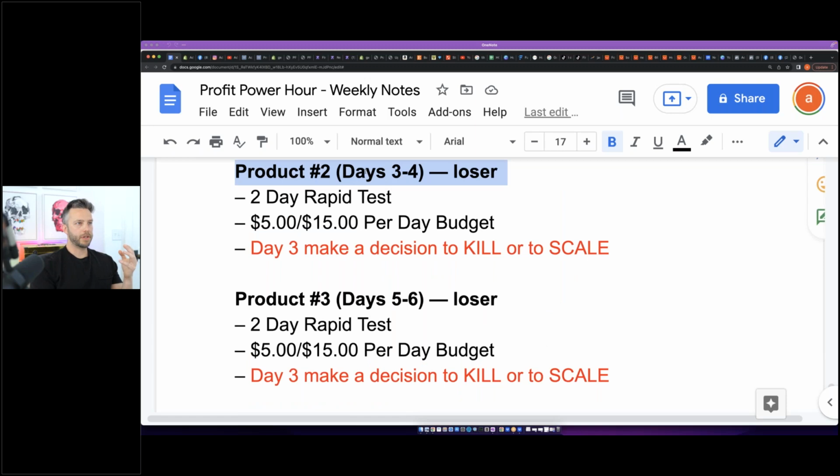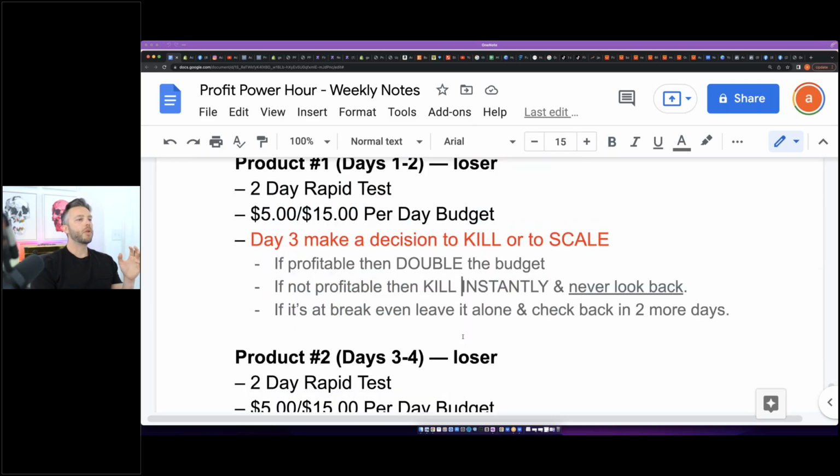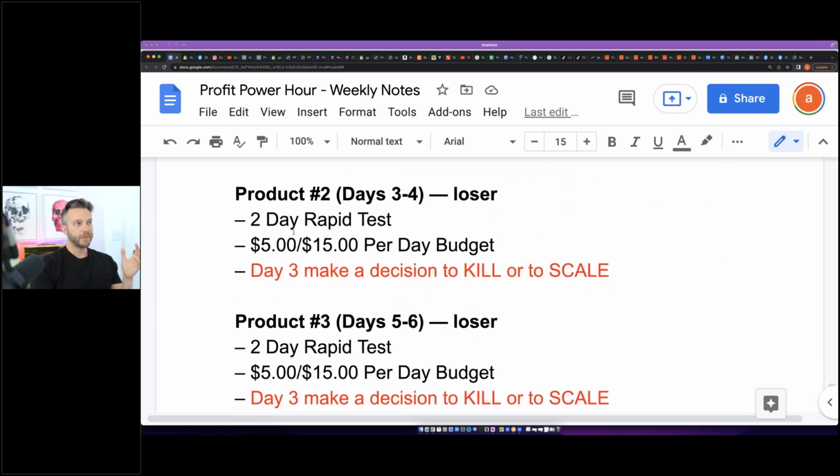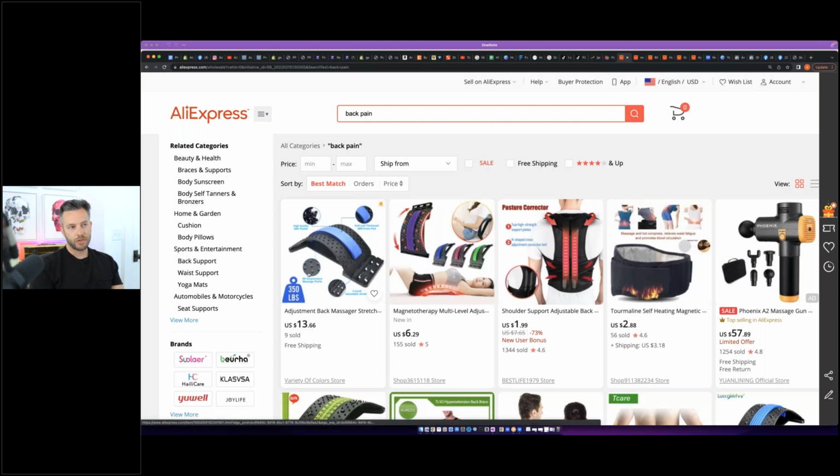Our product number 2, which we're going to do days 3 and 4. Same rules apply. All the same rules here apply. So when we duplicate our ad, we're just plugging in product number 2. Now, what is product number 2? Well, heck, if I know, let's go find one. All right. So we're in the back niche. We want to find products that are hot. So some of the products that we were looking at were these back stretchers, right?